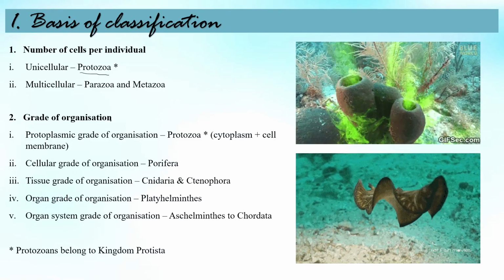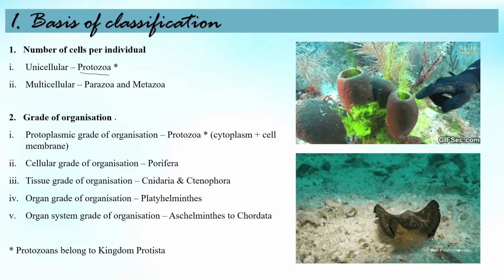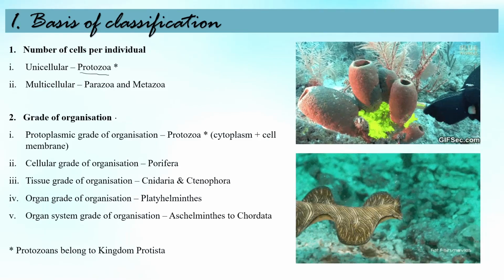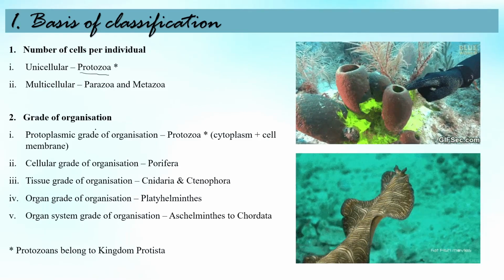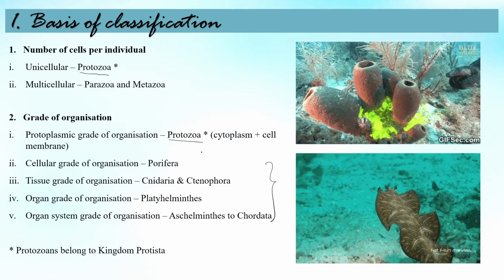Next, we will look at grade of organization. Again, when we see grade of organization, we will look at it with respect to organization of cell, right? First is protoplasmic grade of organization. That is, unicellular again. So here we have the protozoans again coming in, but we need not get confused with this. So most of the animals will be in these 2 to 5th grades, right? So what is protoplasm? Cytoplasm plus the cell membrane is called the protoplasm, right?